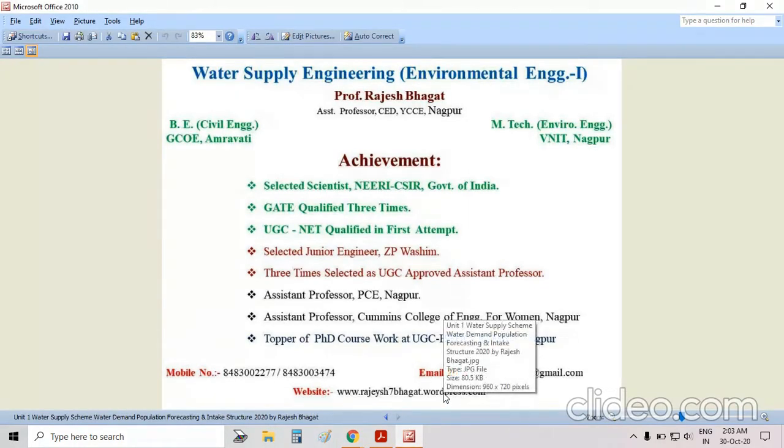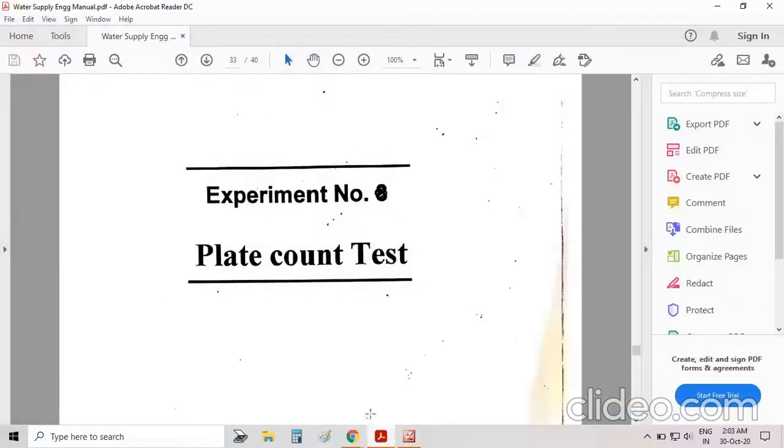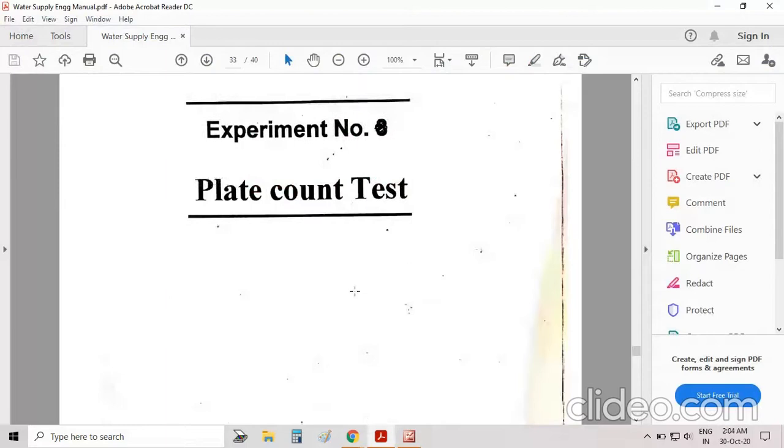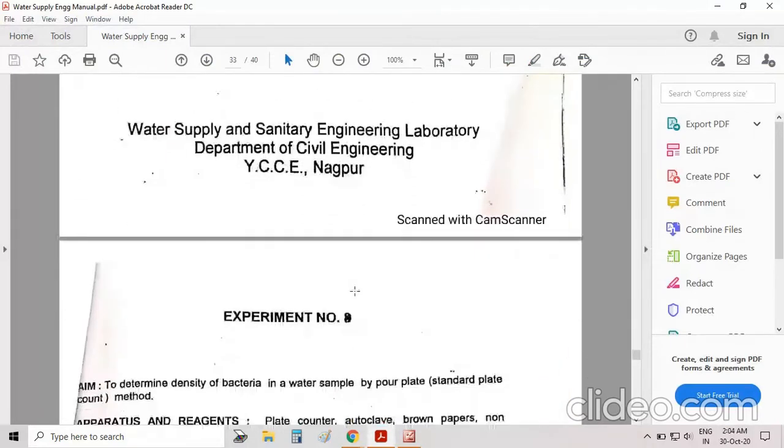We are studying water supply engineering. In water supply engineering, we have to carry out water analysis, and in water analysis, we have to perform many experiments and determine many parameters. One of the experiments is to determine the density of bacteria in a given water sample by the standard plate count method. So this is one test, the plate count test or standard plate count test, to determine the density of bacteria.